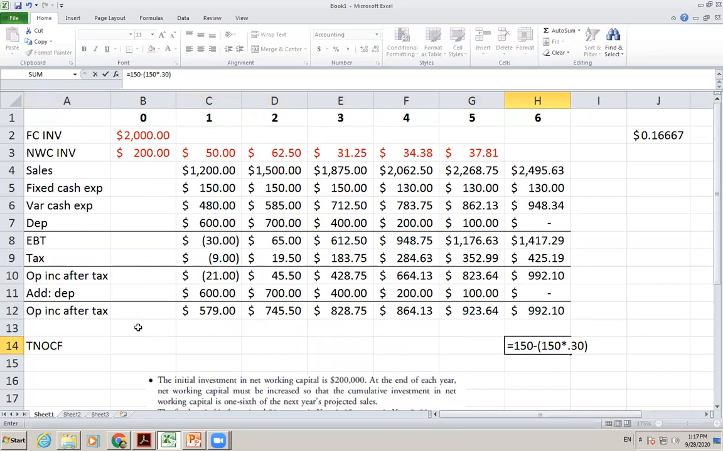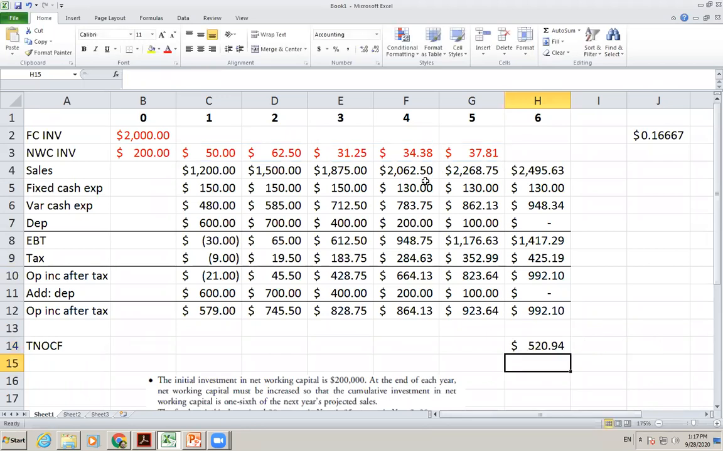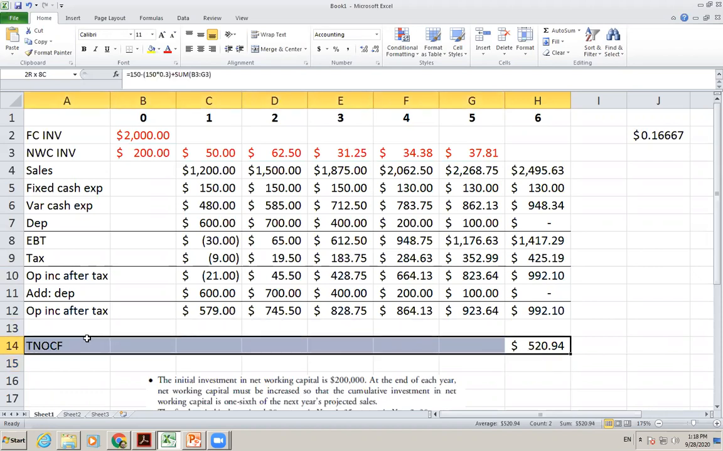And of course, the cumulative net working capital. We should get the cumulative value of net working capital. Plus, we're adding the net working capital, if you remember from the previous cases. So I'm just going to sum it up. We're adding to the terminal non-operating cash flow the cumulative value. So this is terminal non-operating cash flow.